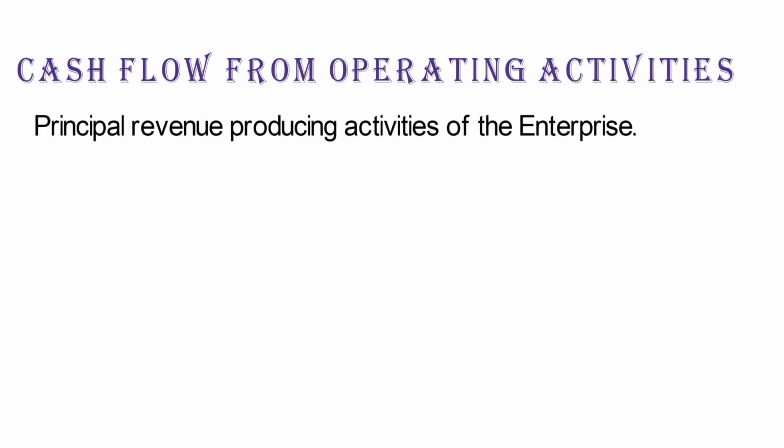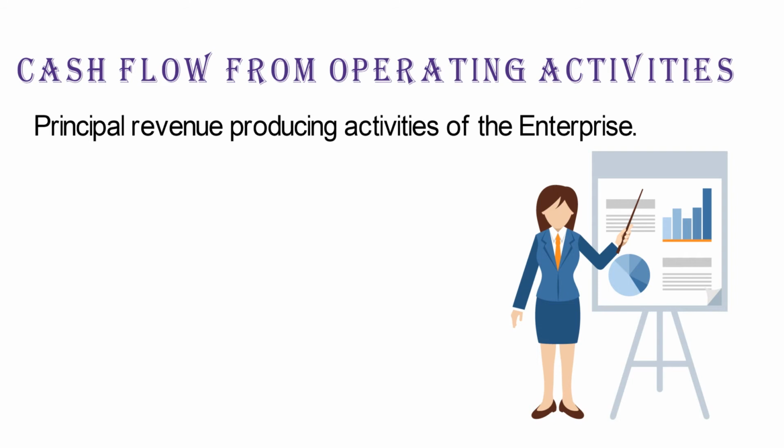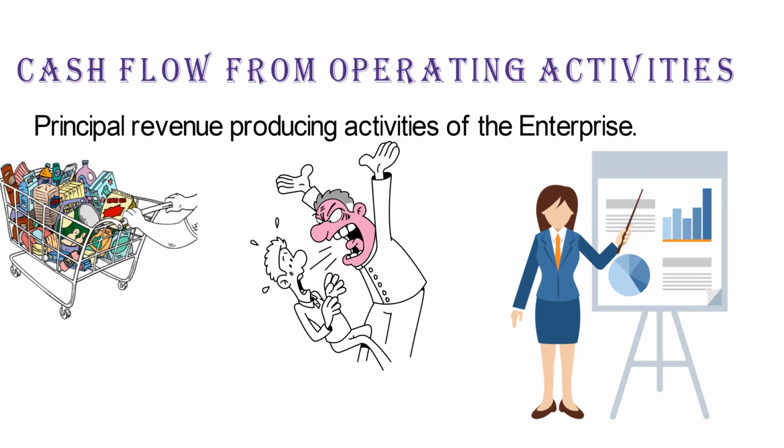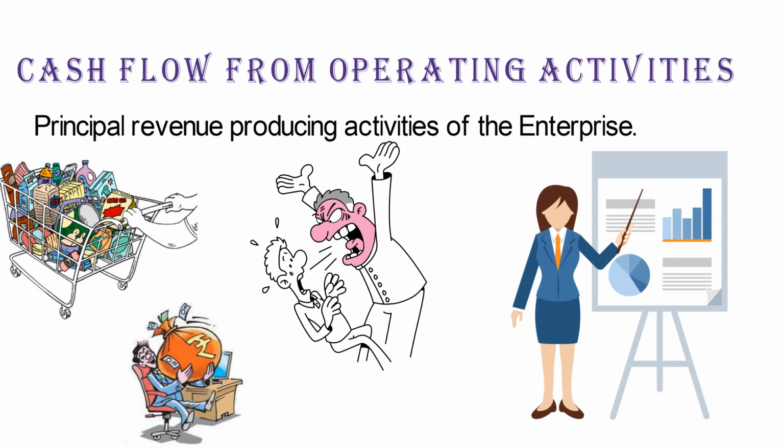Operating activities are the principal revenue producing activities of the enterprise. Principal revenue producing activities means the business activities which are carried out by the firm to earn profits. For example, buying and selling of goods by a trading company, or receipts from debtors or payment to creditors. Also, for a finance company like banking institution, giving and taking loans will be principal revenue generating activity. All the cash flows from these types of activities would be considered as cash flow from operating activities.